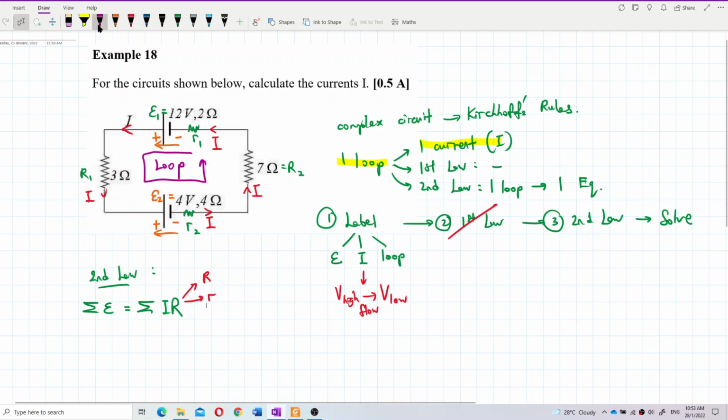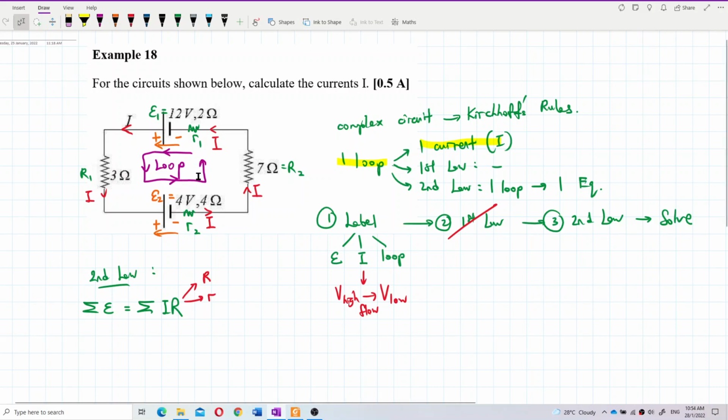Using this loop direction, which is anti-clockwise, maybe I should put in more arrows. This one is directed upward here. The loop is directed to the left, and then here it is directed downward. Here it is directed to the right.